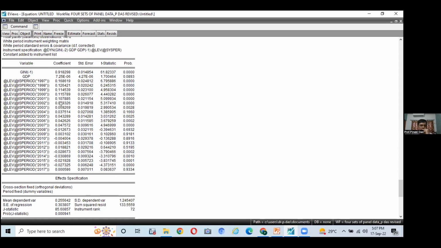In that case, we treat the model as not a well-fitted one. That is why we impose the condition that N is greater than T. The number of cross-section specific observations must be greater than the number of time specific observations.